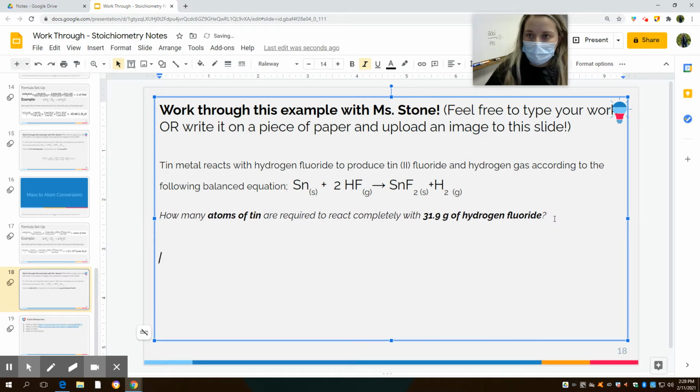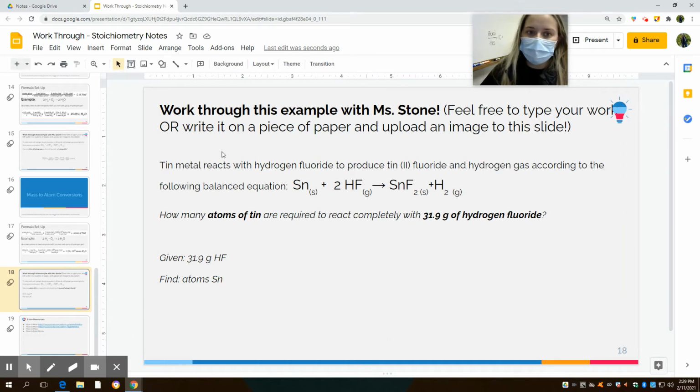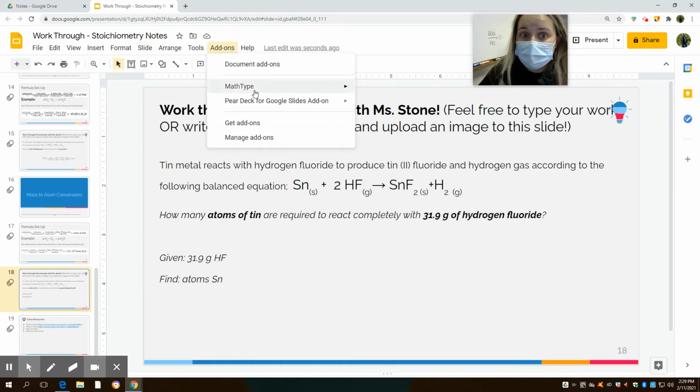Okay, it's just being slow. So what is given to us in this problem? And what do we have to find? Remember, that's the first thing we have to do. So given to us, it's always a number, we have 31.9 grams of HF. And we're trying to find the atoms of tin. Okay, I've bolded those for a reason. So now that I know what I'm given and what I'm trying to find, I'm going to set this up.